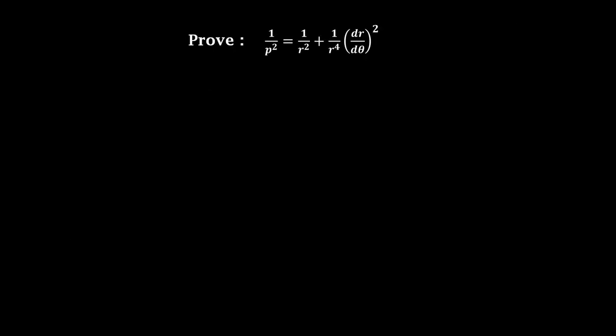Now let us prove the result. 1 by p square is equal to 1 by r square plus 1 by r to the power 4 into dr by d theta whole square. Just make a note of it, students, where your p over here indicates the length of the perpendicular from the pole to the tangent and r is the radius vector.